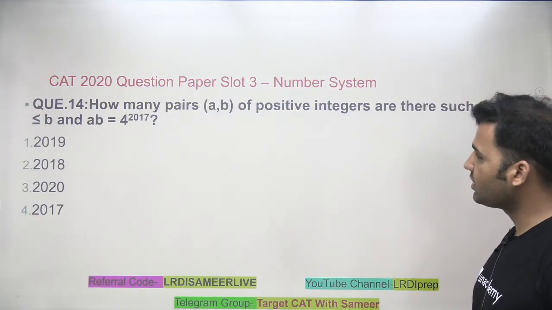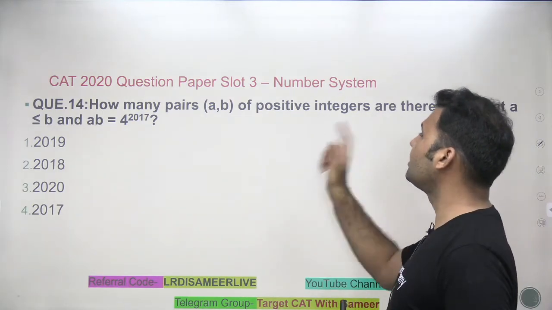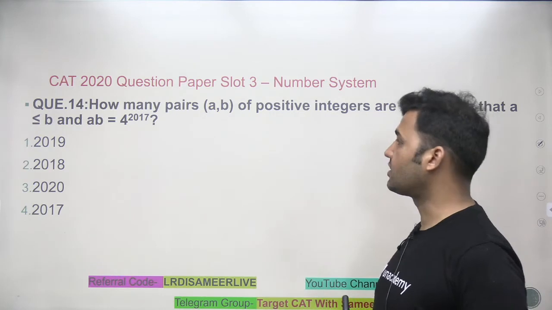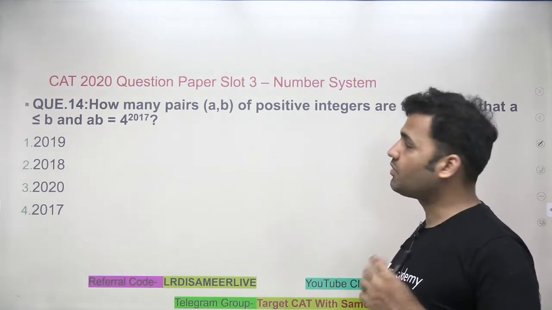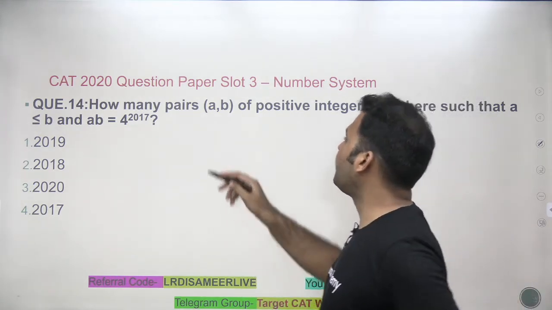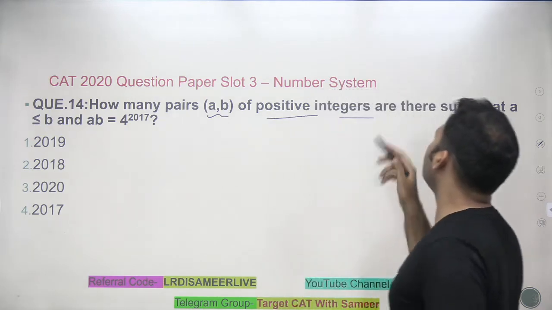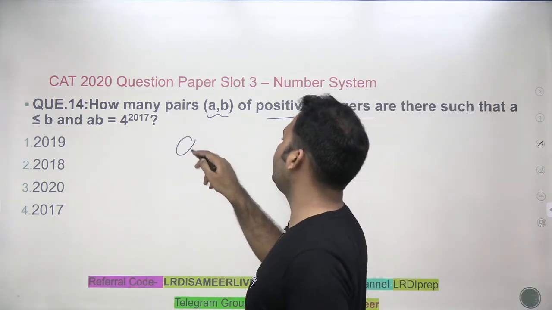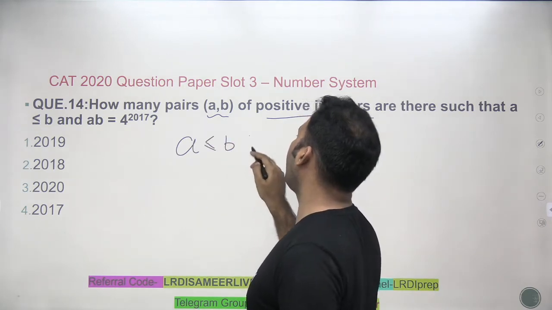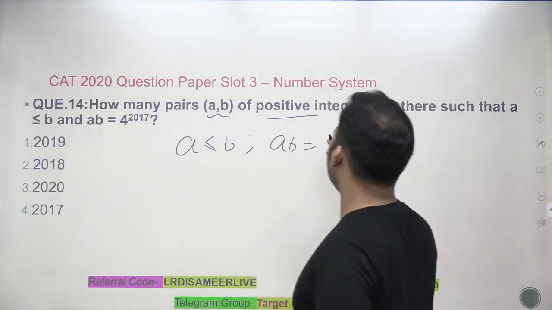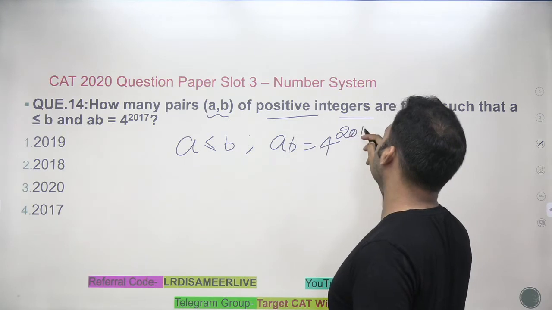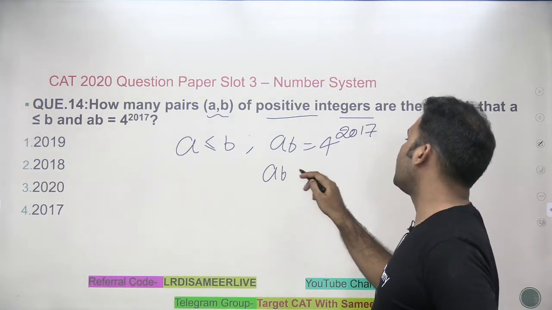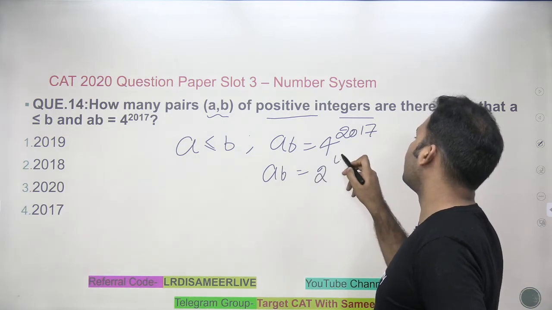Let's look at the next question, question number 14 from the number system. The concept required to solve this is number of factors. Number of factors comes under the chapter of number system, guys. How many pairs A, B of positive integers are there such that A is less than or equal to B and AB is equal to 4 raised to power 2017? Now AB is equal to 2 raised to power 4034.